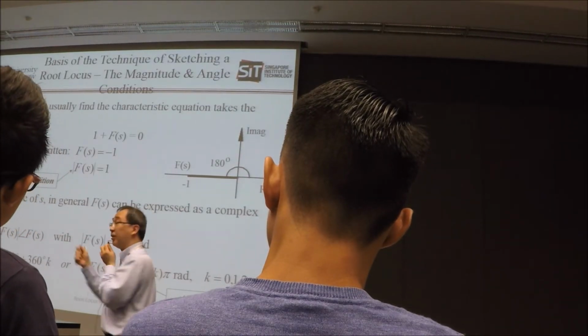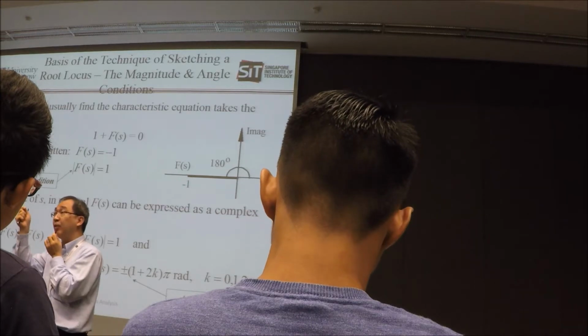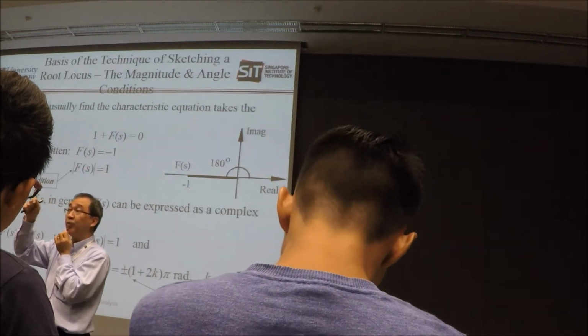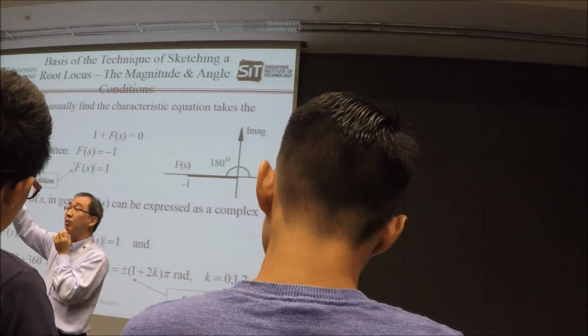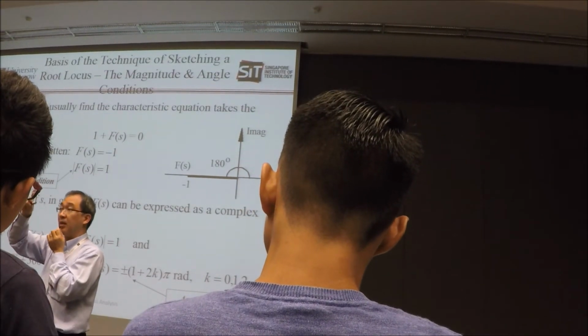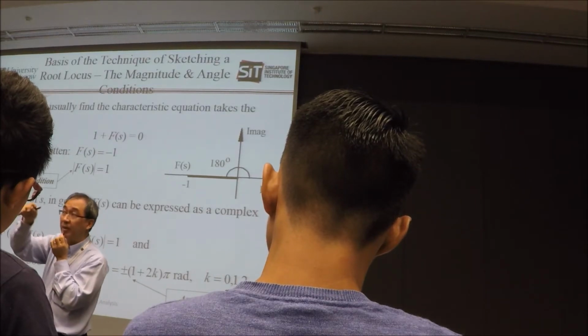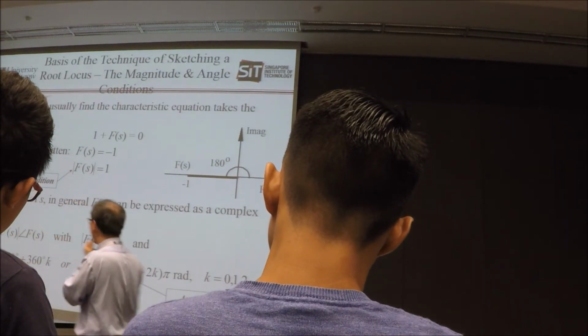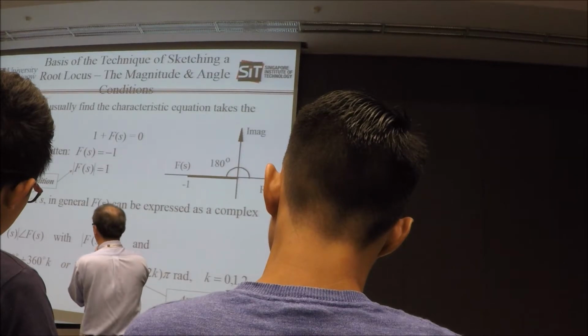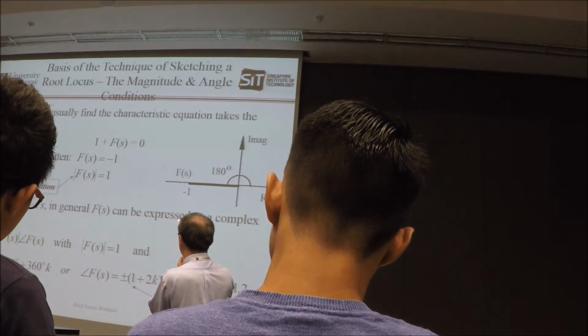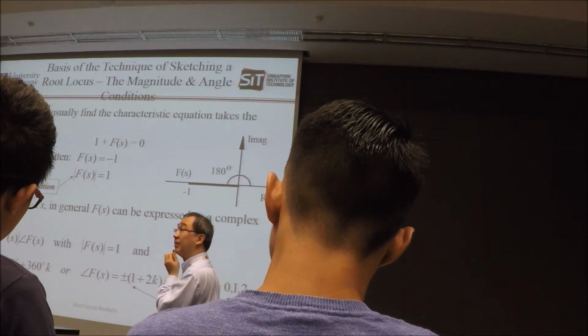So 180 degrees fulfills the requirement. If you go another round, plus 360 degrees, it will still fulfill the requirement, because every time you go around the circle one time, that means 180 plus 360, 540, it will fulfill the requirement. 900 will fulfill the requirement also. Okay, so for any value of your complex variable s, F(s) can be expressed as a complex number.